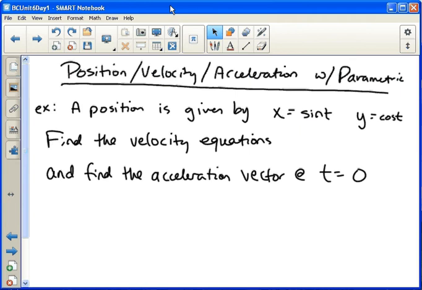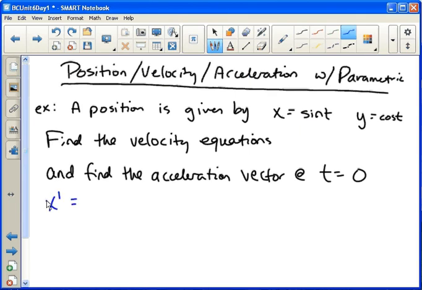So one thing they may ask you to do is just find the velocity equations. So we'll start with that first part, find the velocity equations. Well, if you remember, this is going to be the same as the basic position, velocity, acceleration. Position is your original function. Velocity is just your first derivative. So x prime would be cosine t, and y prime would be negative sine t. And that's it. Those are the velocity equations.